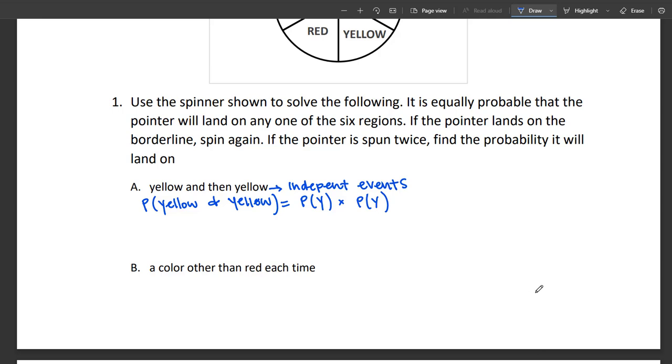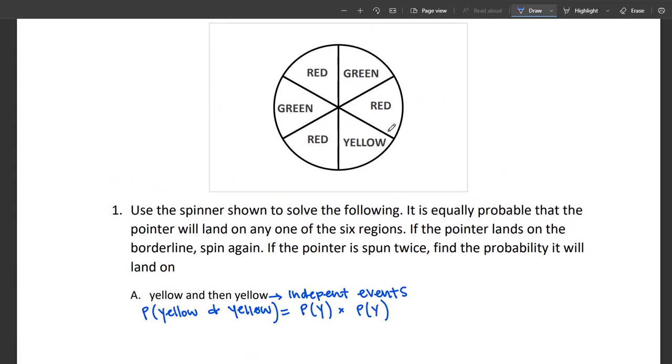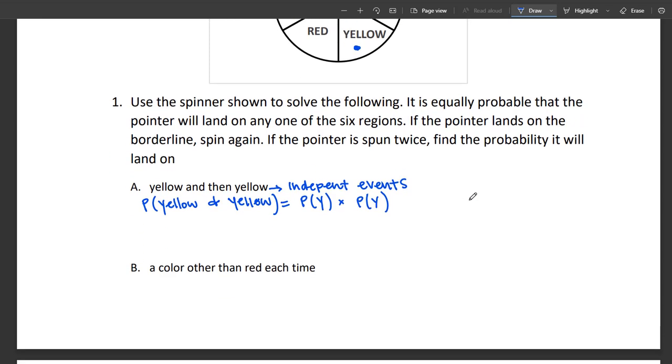So let's look at our spinner. We have 6 total spaces that we can land on, and there's only one of those that are yellow. So we have 1 out of 6 probability for each of these events. And whenever we multiply these together, we get 1 out of 36.